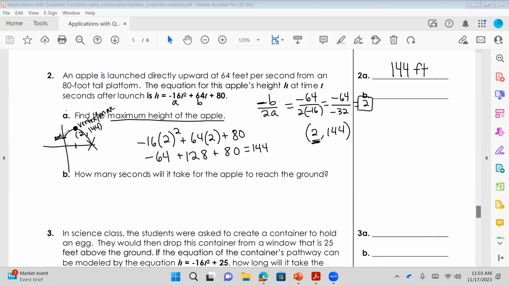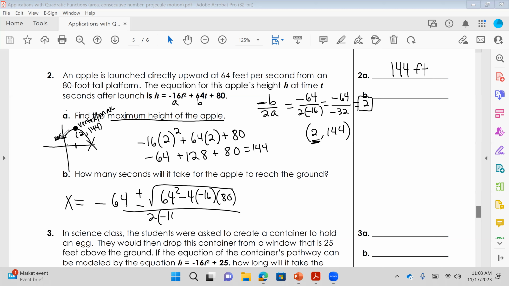That means I need to use the quadratic formula to find the x value. So this is x equals negative b, so negative 64, plus or minus the square root of 64 squared minus 4 times the a value times the c value, all over 2 times negative 16. Okay, so let's simplify this. Under the square root, 64 times 64 is 4,096.